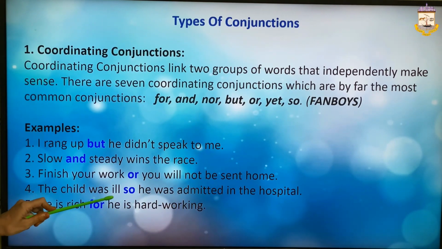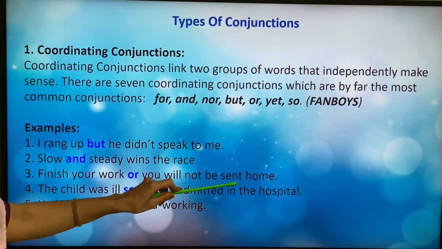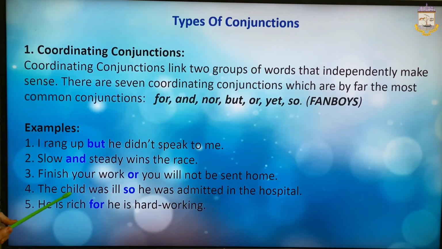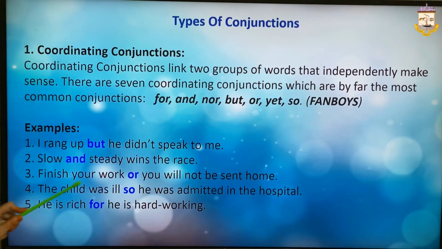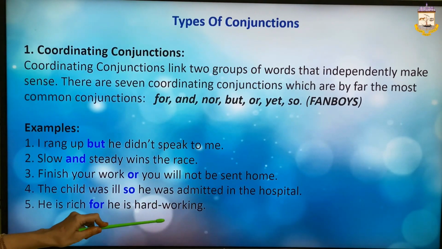The child was ill, so he was admitted in the hospital. The reason the child was ill, that is why he was admitted in the hospital. For reason you use so. He is rich, for he is hardworking. See here, for is used instead of because, but it has more impact than because. He is rich because he is hardworking, but to stress more, here we are using for. He is rich for he is hardworking.